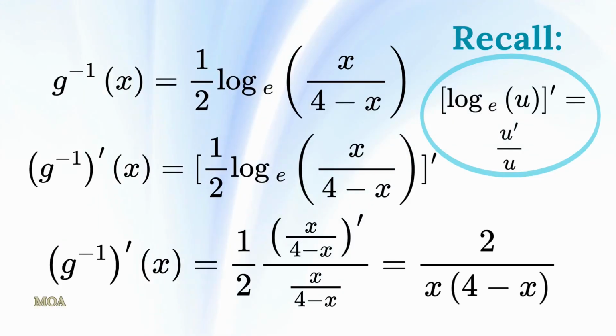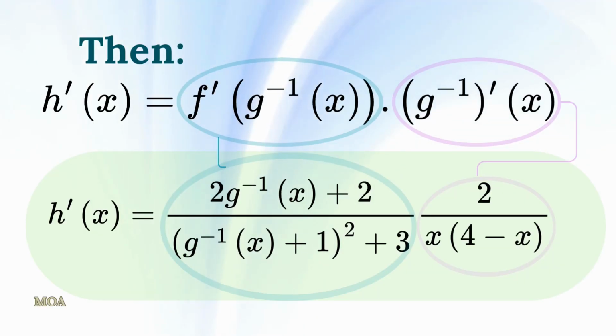On the other hand, the derivative of g inverse of x equals 2 divided by the quantity x times 4 minus x. Then, the derivative of h of x equals the derivative of f evaluated at g inverse of x multiplied by the derivative of g inverse of x.